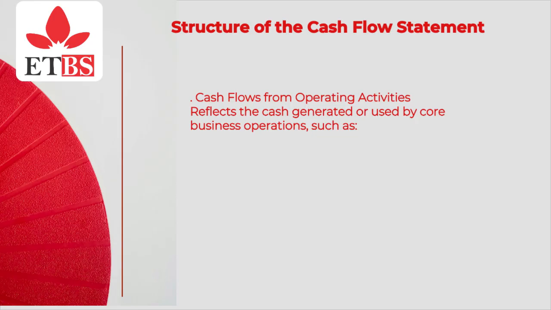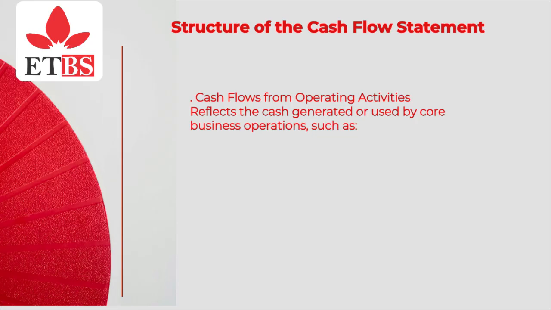Example: indirect. Net income equals 1,200,000 naira, depreciation equals 300,000 naira. Increase in receivables equals negative 100,000 naira. Net cash from operating equals 1,400,000 naira.